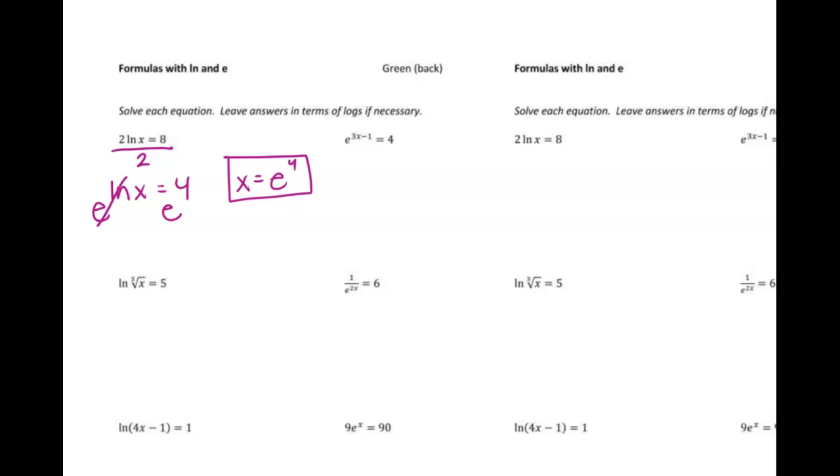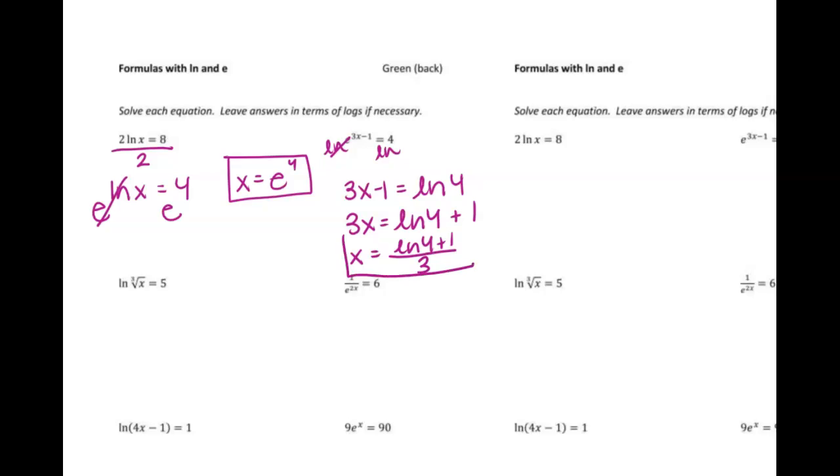For this one here, 3x minus 1 is trapped in the exponent. I'm going to take the natural log of both sides because it cancels out the e. So I end up with 3x minus 1 equals natural log of 4. Add 1 to both sides. 3x equals natural log of 4 plus 1. Divide by 3. So x equals natural log of 4 plus 1, whatever that is, I don't care. Calculator could tell me. Divided by 3.